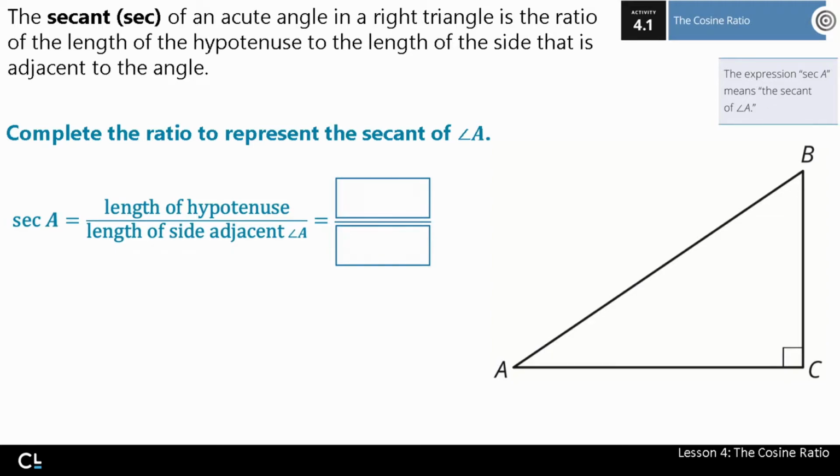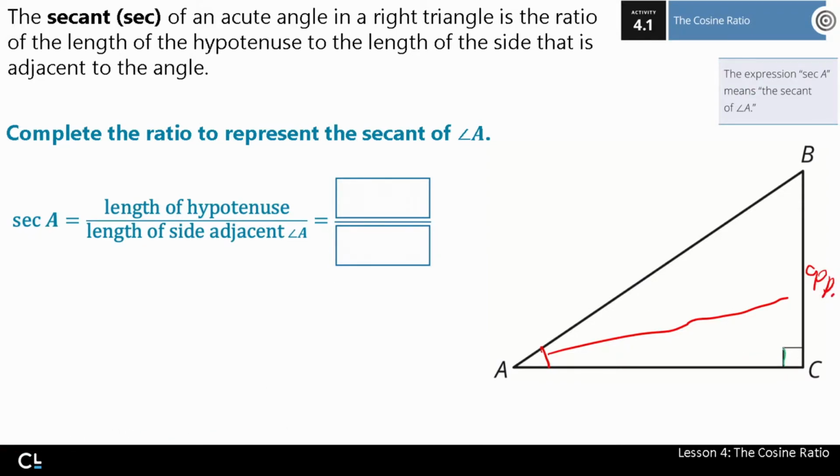So our secant, like I said, is just the flip. So look, now it says length of the hypotenuse over length of the adjacent side, right? So once again, let's label it. We're using A. So it should be the same thing as our last one. Across, that's my opposite.